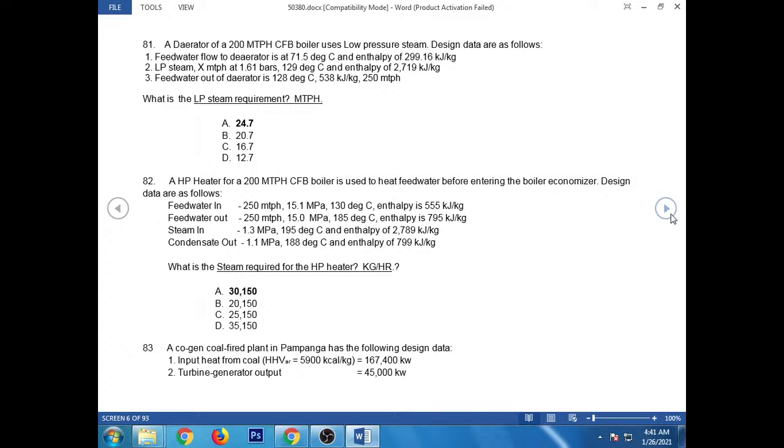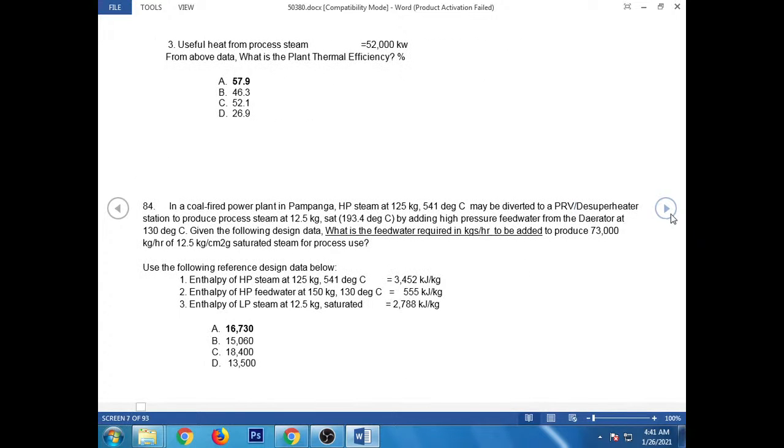Input heat from coal, HHV AR, is equal to 5,900 kilocalorie per kilogram. It's equal to 167,400 kilowatt. Turbine generator output is 45,000 kilowatt. Useful heat from process steam is equal to 52,000 kilowatt. From above data, what is the plant thermal efficiency? Answer: 57.9%.